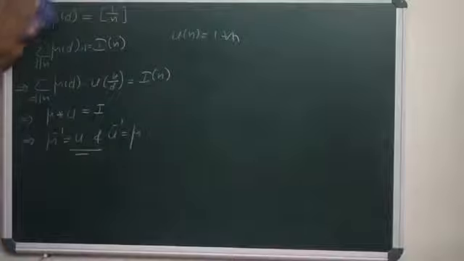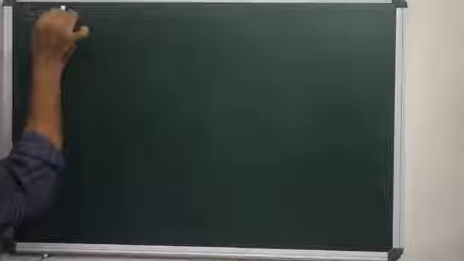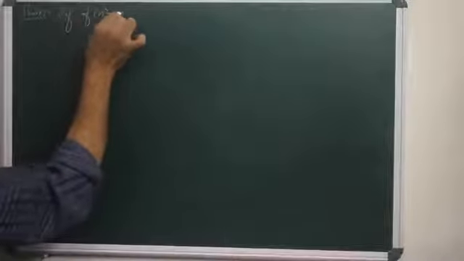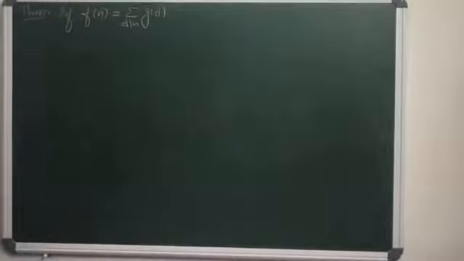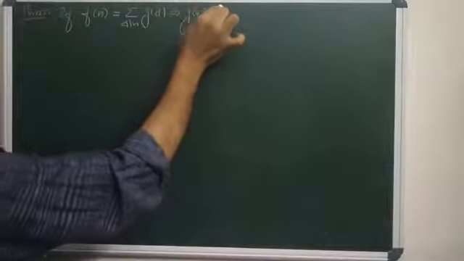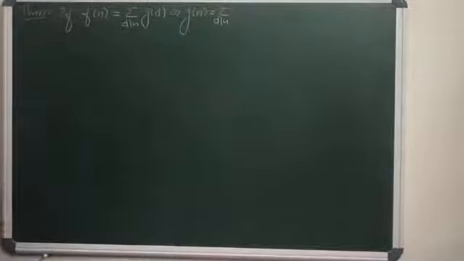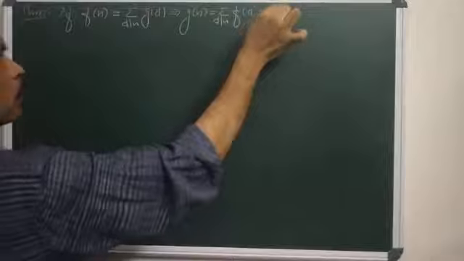Now by using these arguments, we can discuss an important formula which is known as the Mobius inversion formula. What is the Mobius inversion formula? The theorem says that if f of n equals sigma over d divides n of g of d, where f and g are any two arithmetic functions, then g of n equals sigma over d divides n of f of d into mu of n by d.